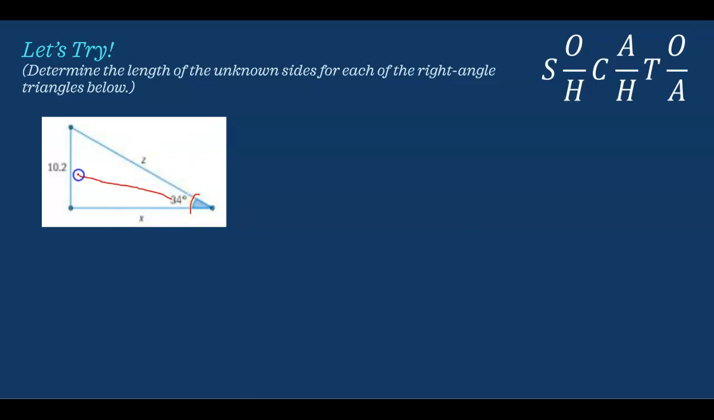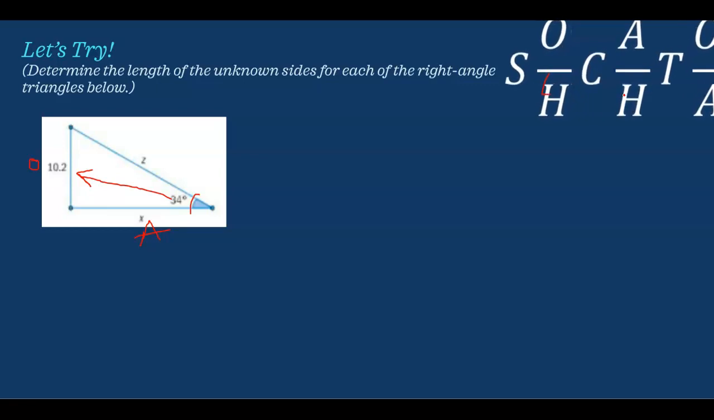So if we do this from 34, the 10.2 is opposite. So I know I'm going to use a trig ratio that's using opposite. So either I'm going to use sine or tangent. And then if I want to solve for x, x is the side that's touching this angle. This is my adjacent. So opposite over adjacent is tangent, which means I'm going to be using tangent. Oh, got a little bit ahead. So tangent of the angle given, so tangent 34 equals my ratio opposite, which is 10.2, over my adjacent x, which I don't know. From here, it's just a math problem.